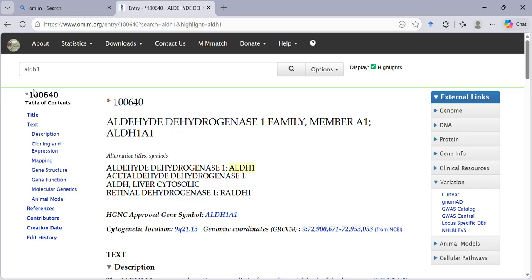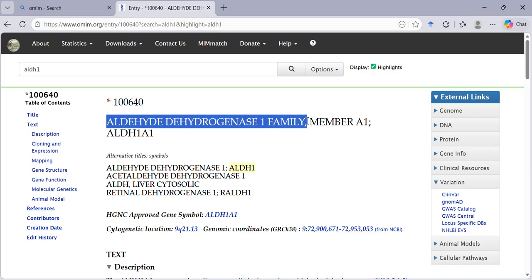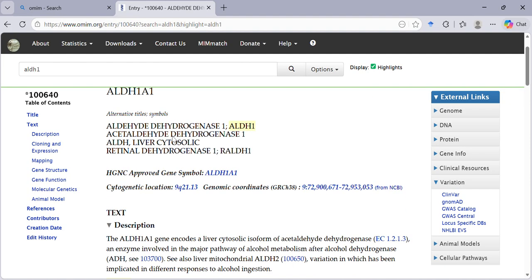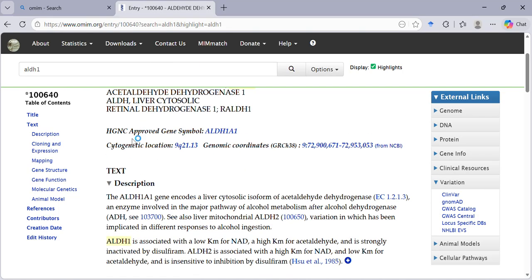So here the first thing is the full name of whatever the gene is. You can get aldehyde dehydrogenase 1 family, member A1, ALDH1A1. Okay, it has given alternate names. So if somewhere else you see ALDH liver cytosolic retinal dehydrogenase, that is also the same gene with alternate names. Okay, then it mentions the exact location. This is the gene symbol, this is the cytogenetic location on chromosome 9 q21.13.